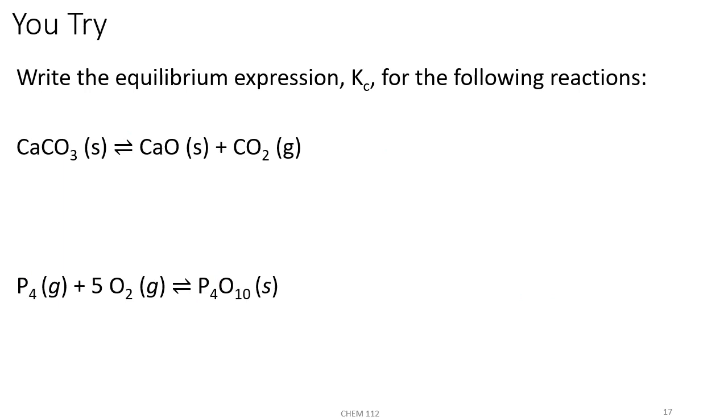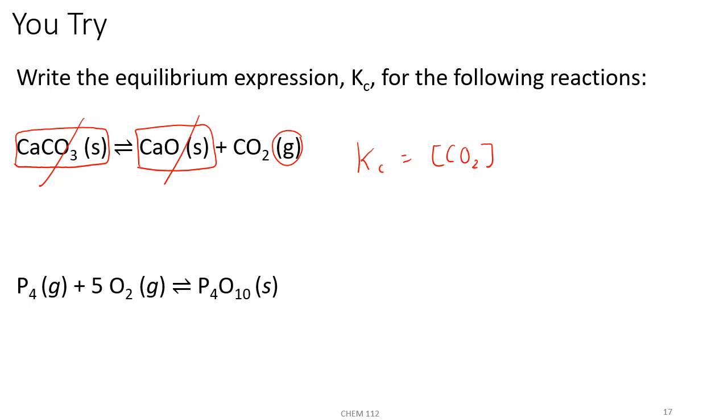Let's try another one. Write the equilibrium expression for the following reactions. In the first one, we have calcium carbonate, which is a solid, decomposing into solid calcium oxide plus carbon dioxide gas. Looking at this, calcium carbonate is a pure solid. We're going to leave that out. Calcium oxide is a pure solid, we're also going to leave that out. The only thing we're going to include is our gaseous carbon dioxide. So K sub C will equal the concentration of our product carbon dioxide gas just raised to the first power. That would be written over 1 because we have no reactants to include. So simply we can just write the concentration of CO2 would be equal to our K sub C.